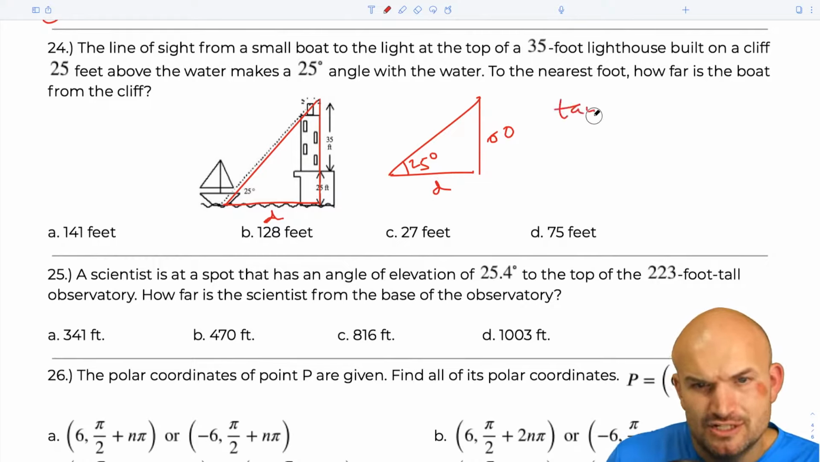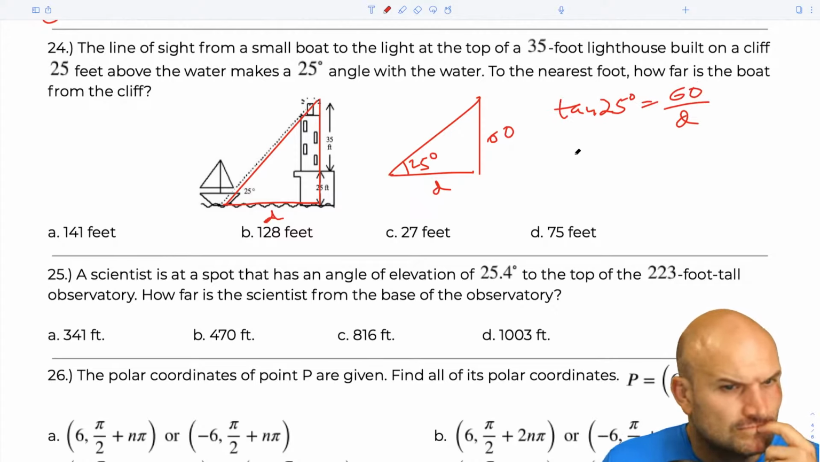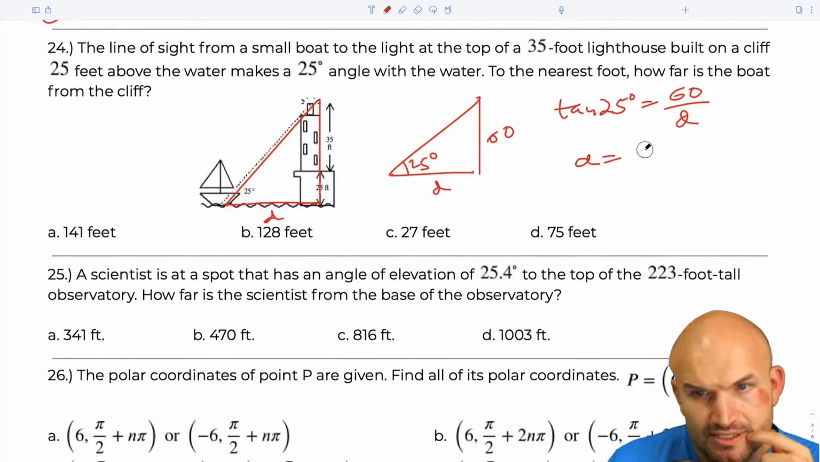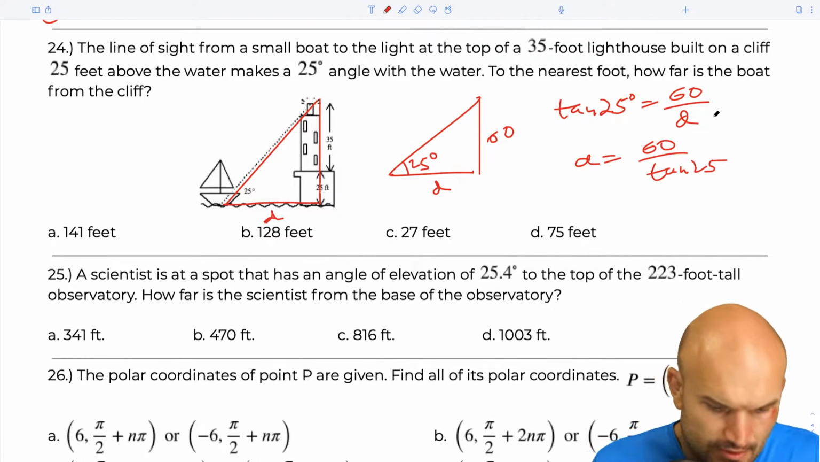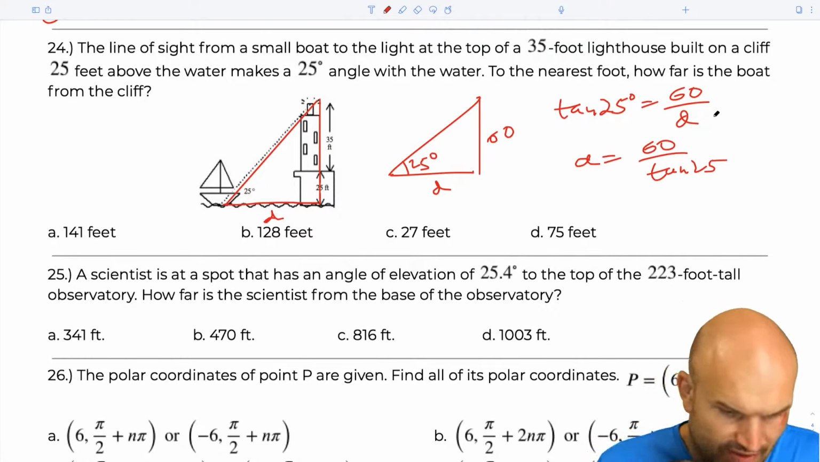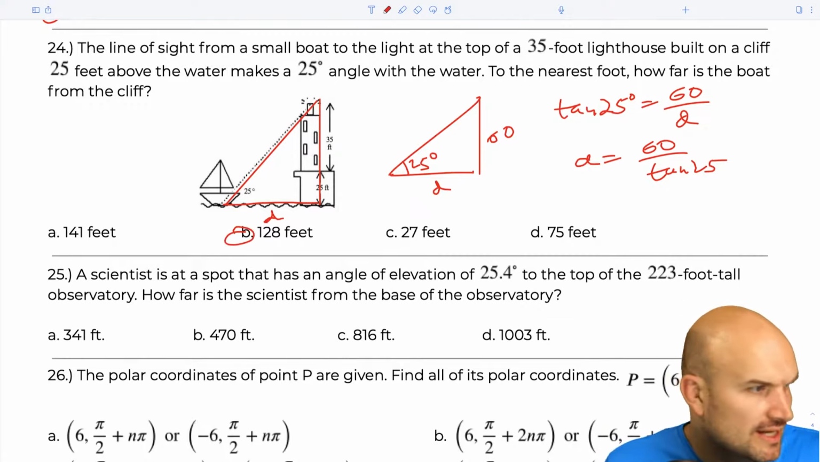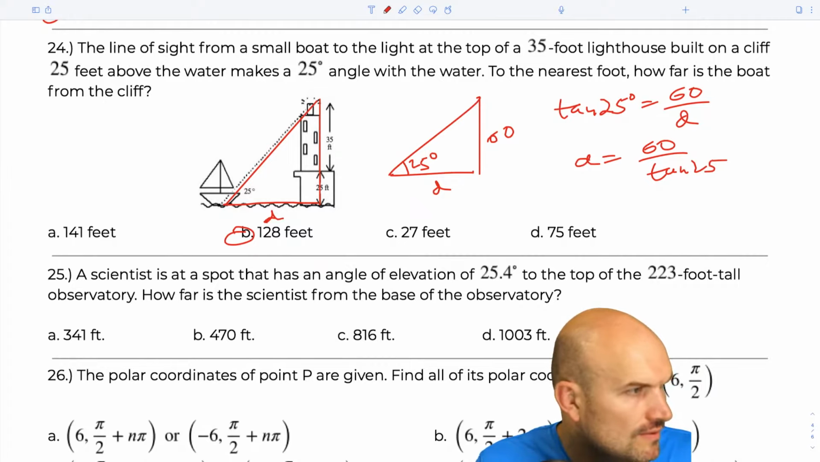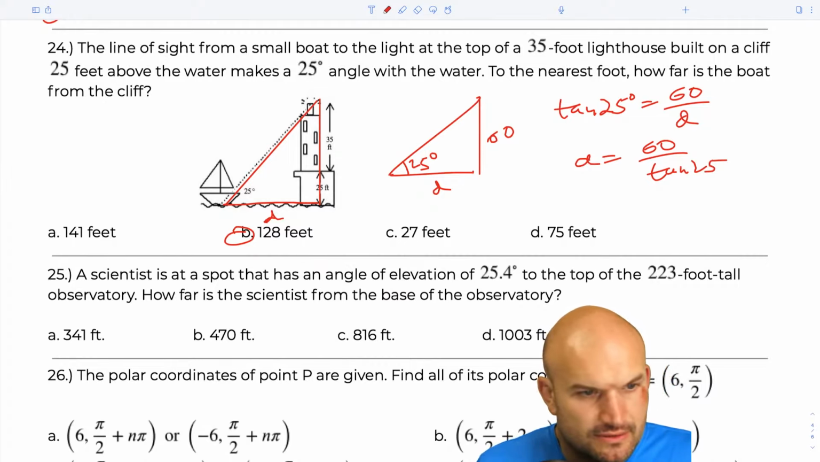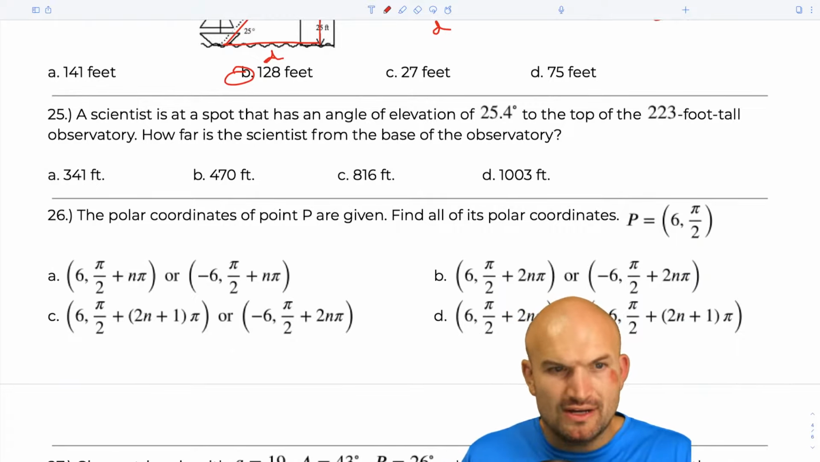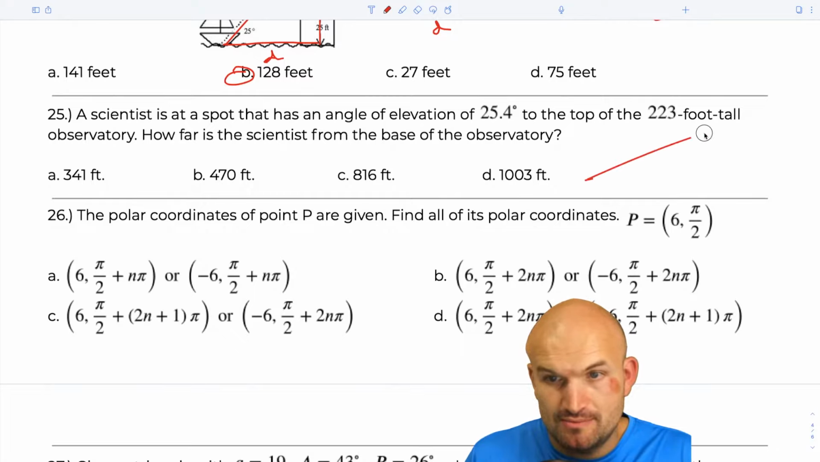So I could say tangent of 25 degrees is equal to 60 over d. Is it that easy? D equals, let's see, that's going to be 60 over tangent of 25. So 60 divided by tangent of 25. And d equals 128. There you go. Boom. And let's see, did I get that? Yeah, I did. All right, cool. Looks like everything else is working out. Next one is a scientist is spot on, has an angle of elevation, which is 25. Oh, I think this is my duplicate one. I need to change this one out, but that's okay.